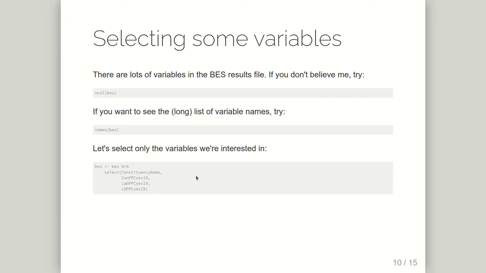One of the things about this data set is that there are lots of variables present in there. If you've got that data loaded, you can see the number of columns in the data by that command. You can see the names of all the variables by that command. But what I want to do is just to select only the variables that we are interested in. And there are going to be 4 variables: the name of each constituency, a variable recording the sex of the Conservative prospective parliamentary candidate, and equivalent variables for Labour and the Lib Dems.